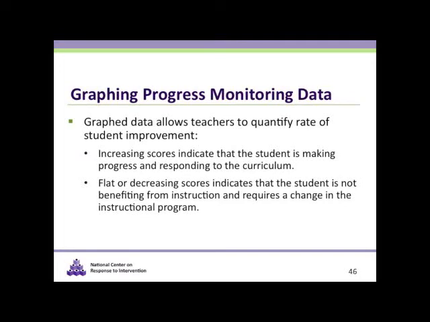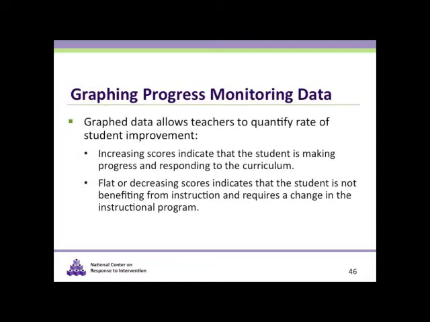To monitor progress, teachers create individual student graphs so they can interpret the CBM scores of every student and see progress or lack thereof. Alternatively, teachers can use software to handle graphs and data analysis. The CBM graphs allow teachers to quantify the rate at which students improve or decrease academic performance over time. Increasing scores indicate that the student is responding to the instructional program. Flat or decreasing scores indicate that the student is not responding to the instructional program, and a change to the student's instructional program needs to take place.